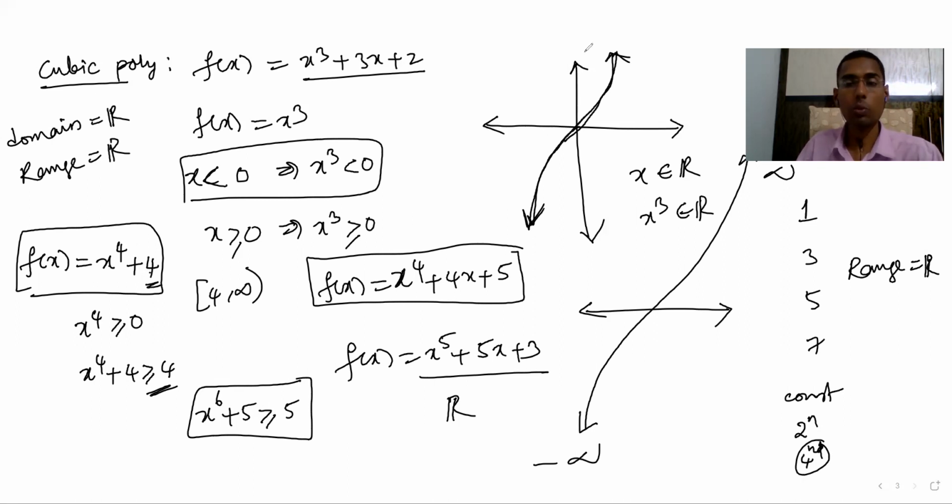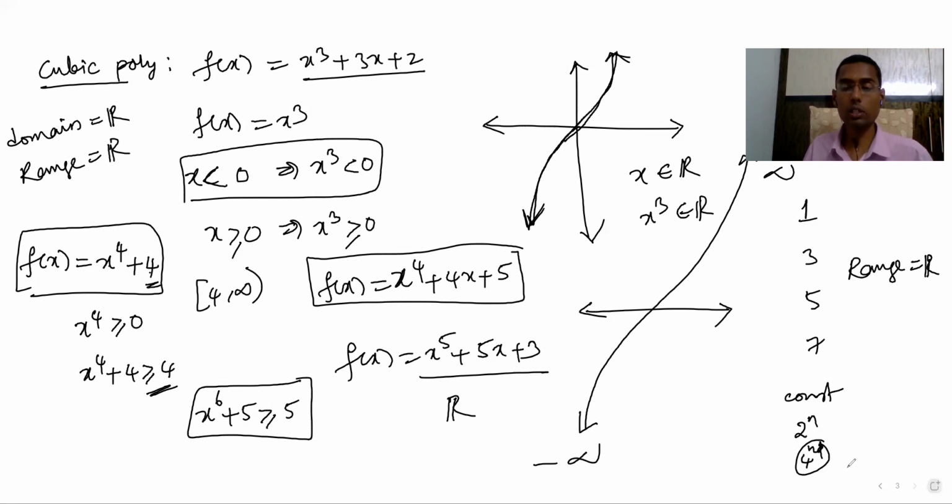So that means one important point. You cannot find out the range for all the polynomials or all the functions. Domain you can find out for any function, but range you cannot find out for all the functions, or at least we don't have it in the syllabus. That's difficult to find. Okay, I think you're clear, right?